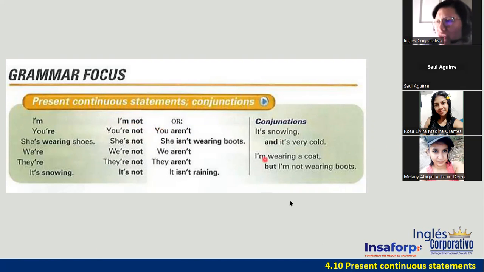What about the conjunctions, teacher? ¿Qué son las conjunctions? Vaya. Las conjunctions, chicos, they are words that help us to join two ideas. O sea, son palabras que nos ayudan a juntar dos ideas, a unirlas, combinarlas. Pueden ser dos ideas, dos oraciones, dos frases, ¿verdad? Etcétera. Entonces, hay una lista bien amplia de conjunctions, pero las más comunes son las que ustedes ven en pantalla. And, but, so. Those are conjunctions, right?